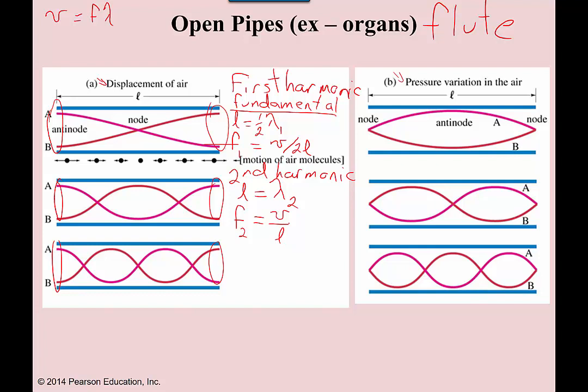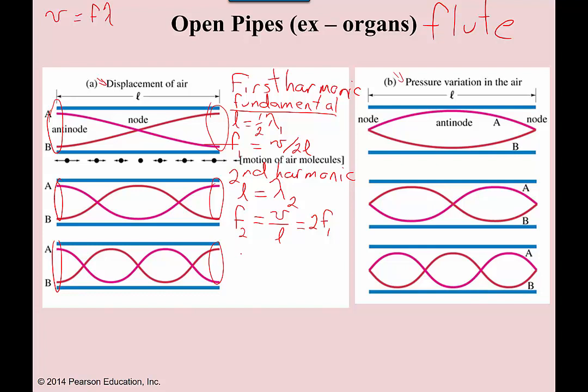Well, take a look at that. V over L is just twice what the first frequency was. So the frequency of the second harmonic is twice the frequency of the first harmonic. So there's a relationship there not only between the lengths and the lambdas, but also between the frequencies from the fundamental or first harmonic to the second harmonic. Now when we move to the third harmonic, you can notice again that our number of wavelengths have increased again in the same amount of space.